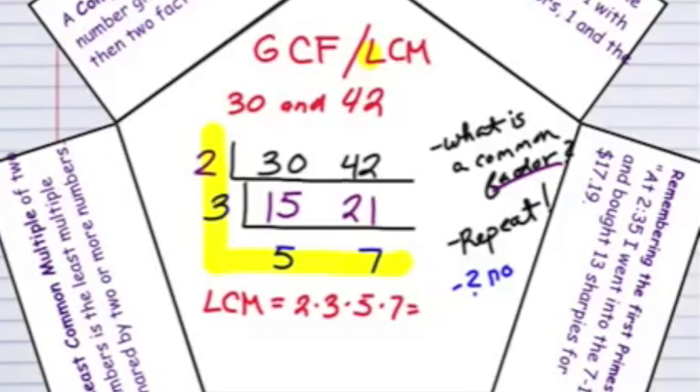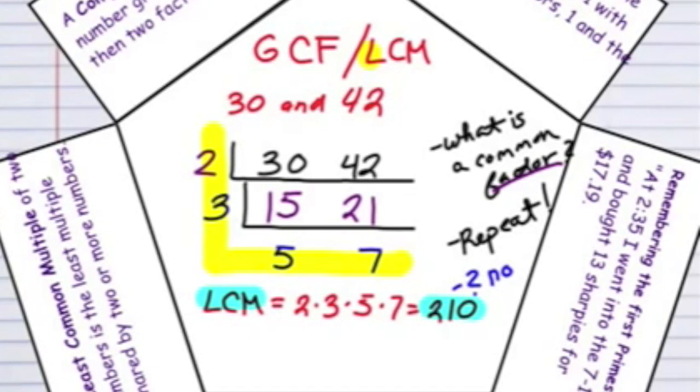So when I multiply all those numbers together, 2 times 3 is 6, times 5 is 30, times 7 is going to give me 210. Guess what? 210 is my LCM. So my LCM is equal to 210.